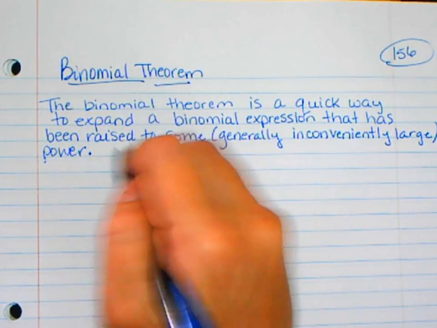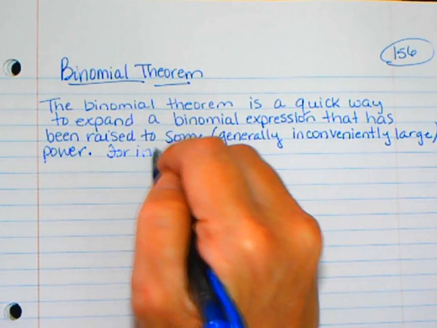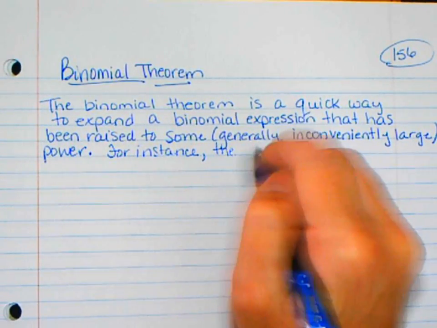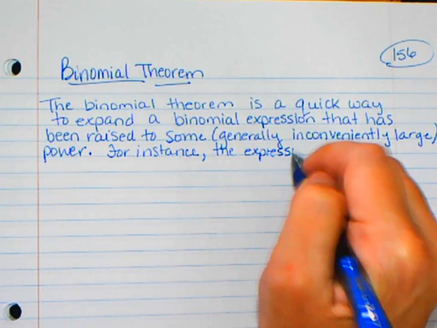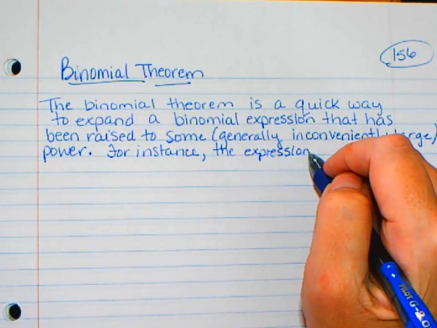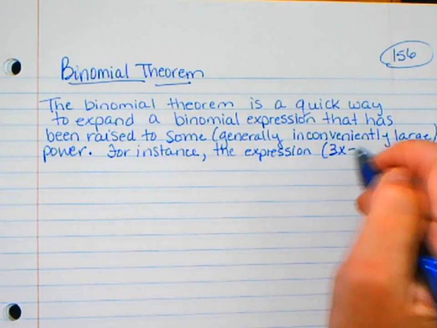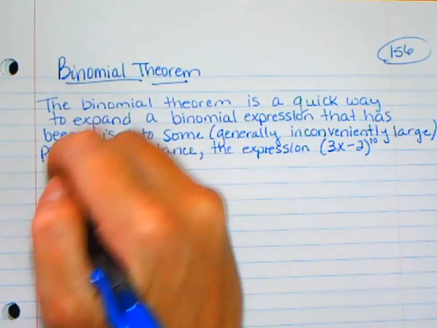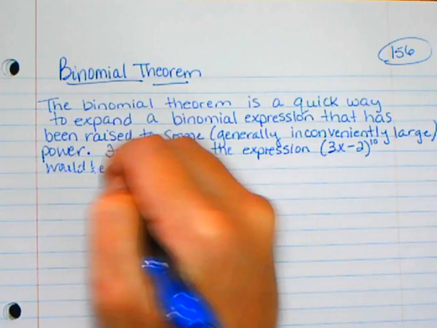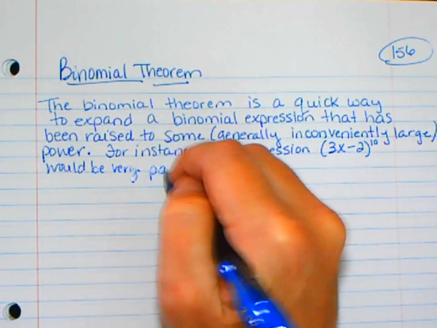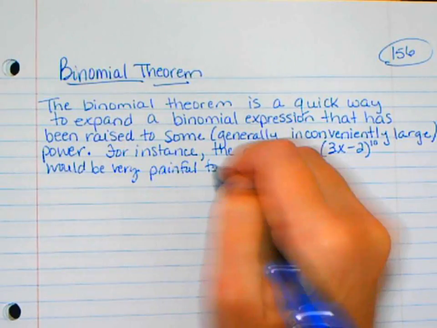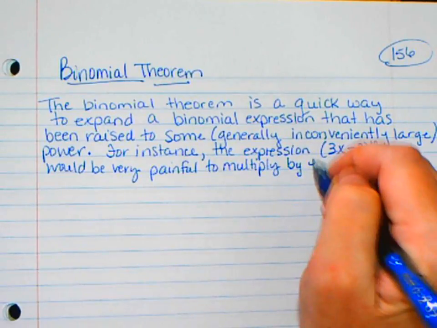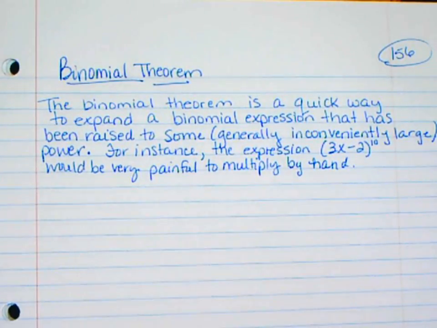For instance, the expression (3x minus 2) quantity raised to the 10th power would be very painful to multiply by hand. It's 3x minus 2 raised to the 10th power.